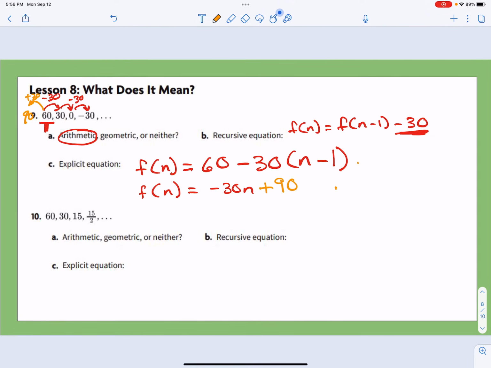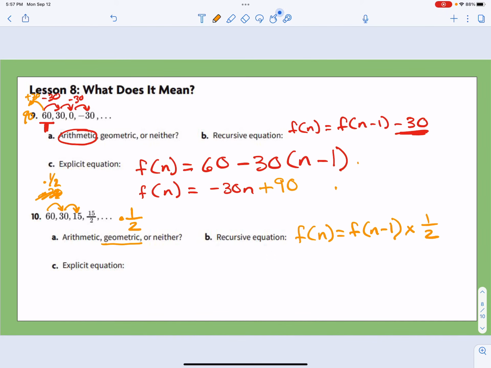All right, next one. Here, we're going 60 to 30, so that could be minus 30, or it could be times a half. Let's look at the next term, 30 to 15. Well, that's not minus 30, so we're going to stick with times a half. So we're multiplying by a half. Because we're multiplying, this is geometric. So now let's go with our recursive equation. Our recursive equation is going to be f of n equals f of the previous term times our rate of change. So times 1/2 in that case.